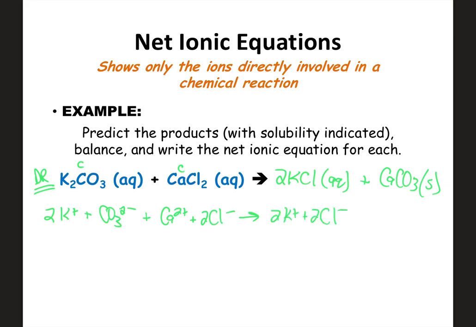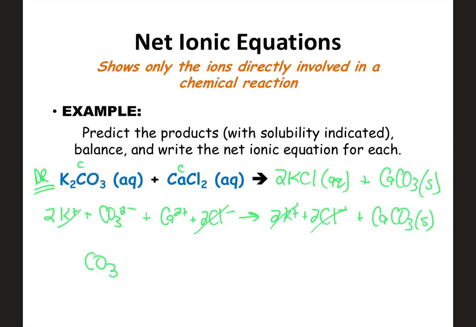Remember, anybody who's aqueous rips apart into their plus and minus ions. Pay attention to the amounts. But the CaCO3 is solid, so it's going to stay as a solid. It's not going to rip apart. Now we're looking for any spectators. I see the K plus is the same on both sides, so it's gone. The Cl minus are the same on both sides, so that one's gone. And then I write what's left.